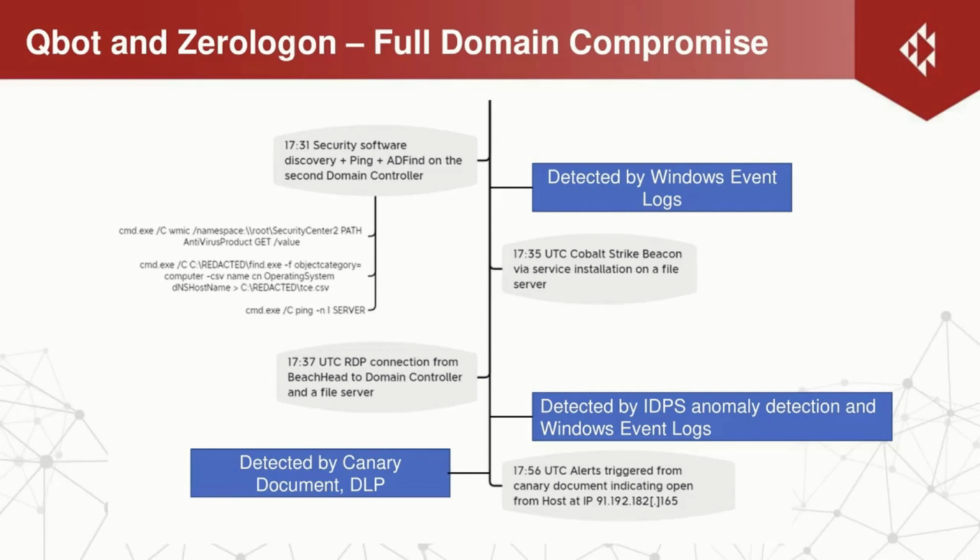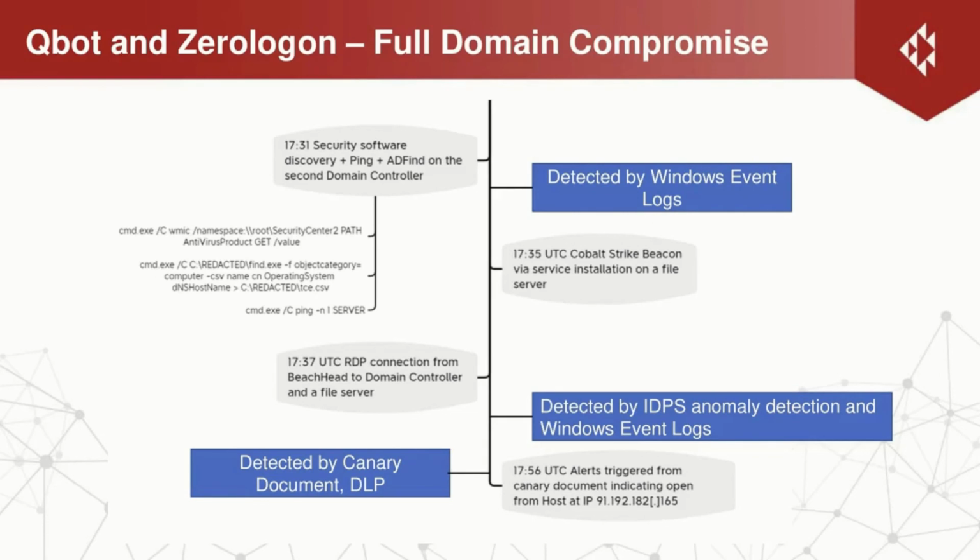Then we have the Qbot beacon service installation, again Windows event logs, and an RDP connection, which could be blocked and detected by IDPS and anomaly detection. And finally, alerts triggered from a Canary document. This is really where the particular business found out that everything had been ransomed, and this is when the document is being copied across over the internet. Now, I'm not sure how this situation ended, since this is the last event in the chain. Potentially, there was a detection in this SOC, and they managed to block this attack at this point.